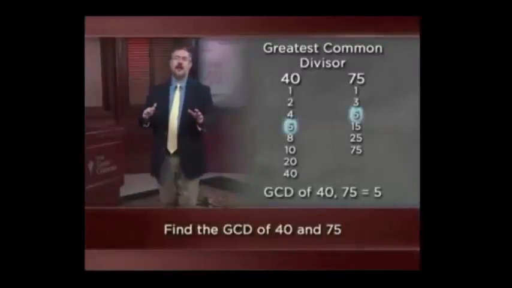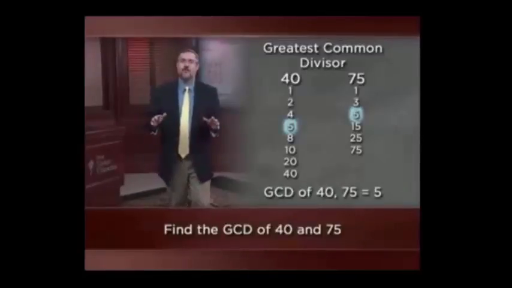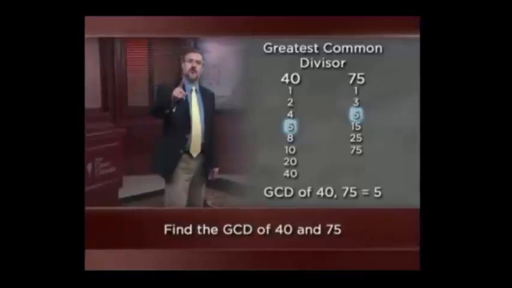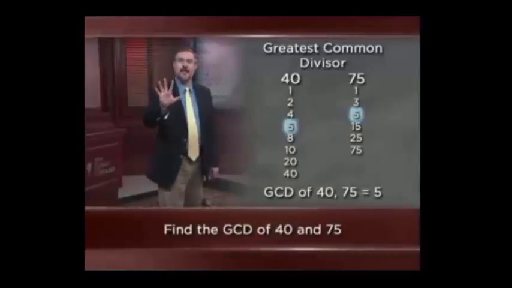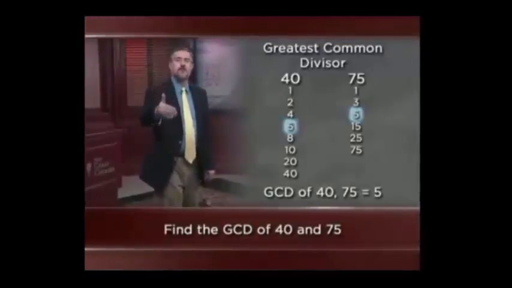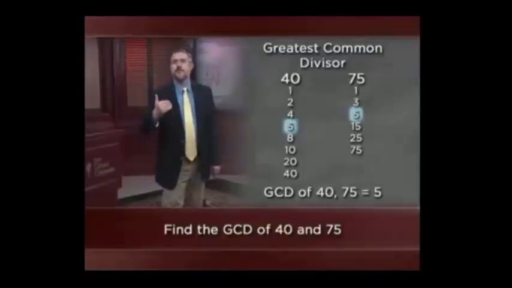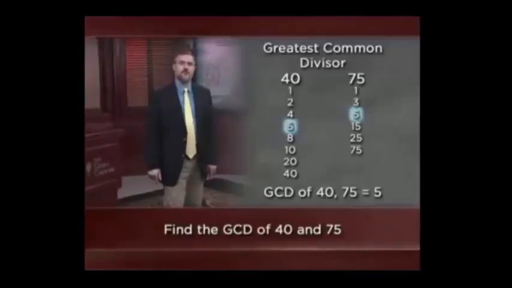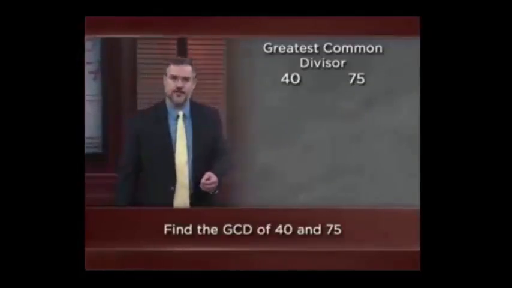Okay, but even now, these numbers are getting big enough that finding all those divisors really is a bit annoying. So let me show you a different way to find that answer of 5, but I want to do so by using the prime factorizations of 40 and 75. So let's now look at 40 and 75 and write down those prime factorizations. Well, it's exactly what we were doing a moment ago.